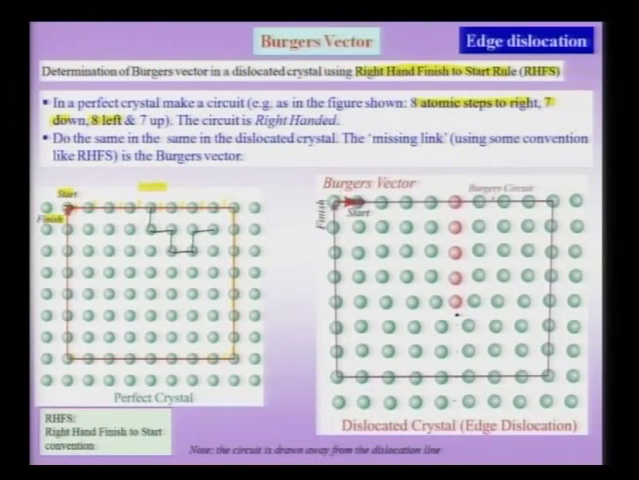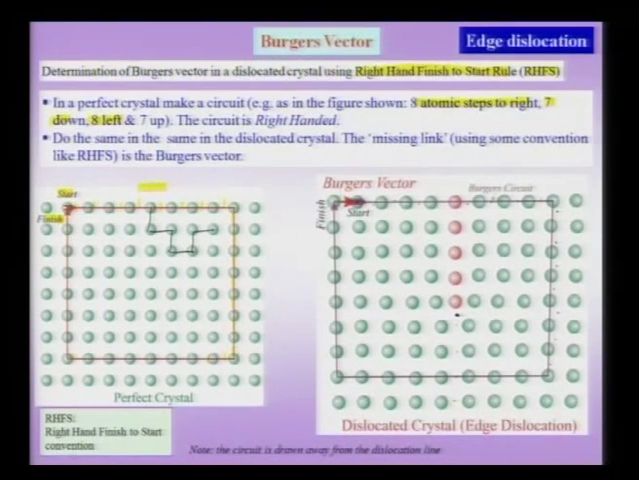So, when I start as usual from a certain particular atom around the dislocation, I stay far away from the dislocation line, which is here. So this is my dislocation line. I stay a little far away from the dislocation line, and now I construct 8 steps to the right, 7 steps downwards. So 1, 2, 3, 4, 5, 6, 7, 8, then down 7, 1, 2, 3, 4, 5, 6, 7, I go 8 left and come back, and not as obvious, you will not land up exactly where you started, and that is because now you have an extra half plane of atoms, and that extra half plane has accounted for this mismatch.